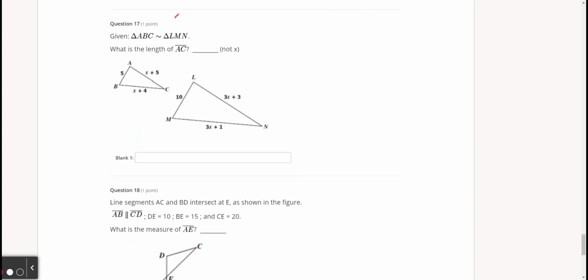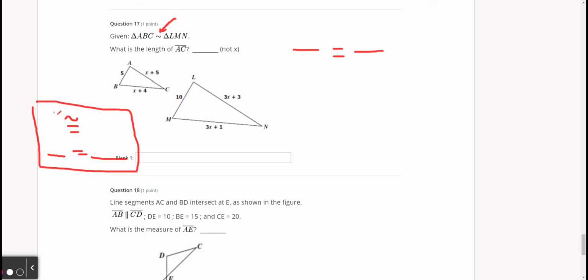All right, guys, when you go to take this test, even if you've already started it, hopefully you're listening. If you see this similar symbol, you have to make a proportion. If it has the congruent symbol, this symbol, then you can just set 2 things equal to each other. So if it has this symbol, you can set one side equal to another side. If it has this symbol, you have to make a proportion.